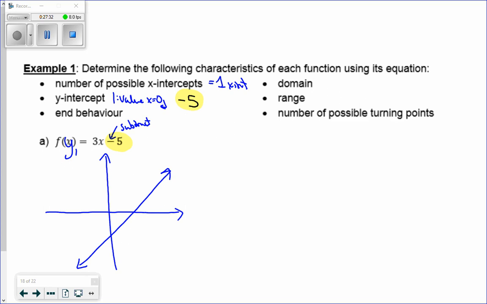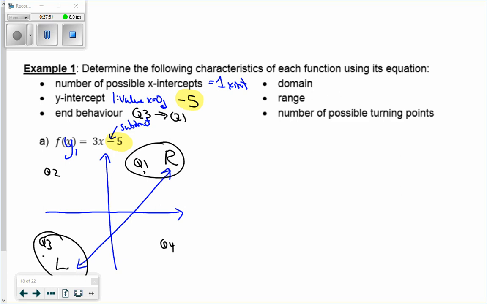Okay, end behavior. So remember quadrant 1, quadrant 2, quadrant 3, quadrant 4. So from the left side to the right side. So the end behavior, it goes from quadrant 3 to quadrant 1. So on the diploma, it will say extends from quadrant 3 to quadrant 1. You don't need to write all that in, just write quadrant 3 arrow quadrant 1.